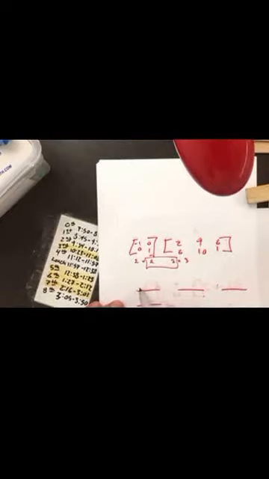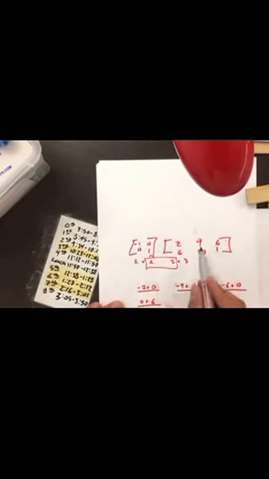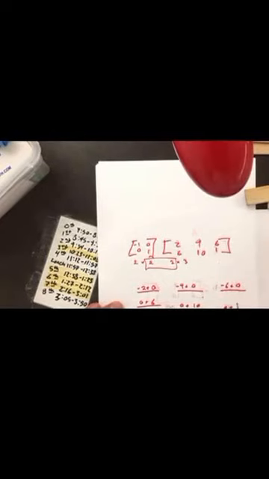-1 times 2 is -2, plus 0 times 6 is 0. Now I'm gonna do this row times this column. -1 times 9 is -9, plus 0 times 10 is 0. -1 times 6 is -6, plus 0 times 1 is 0. 0 times 2 is 0, plus 1 times 6 is 6. 0 times 9 is 0, plus 1 times 10 is 10. 0 times 6 is 0, plus 1 times 1 is 1.